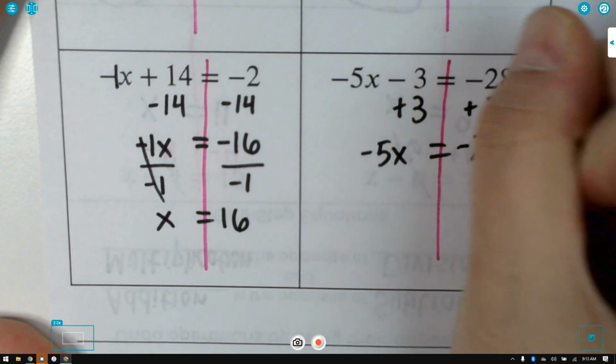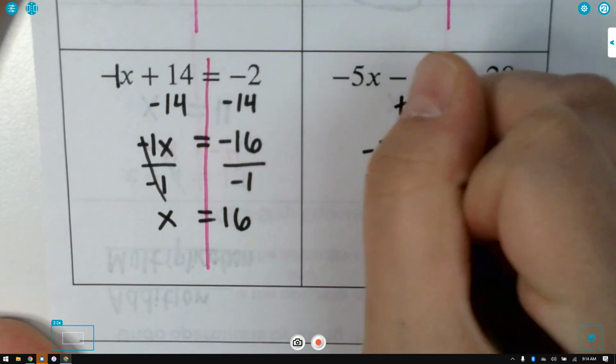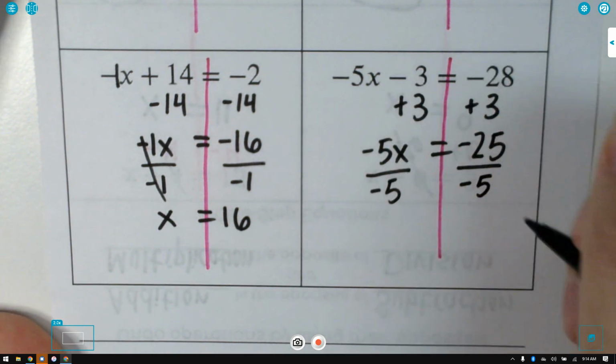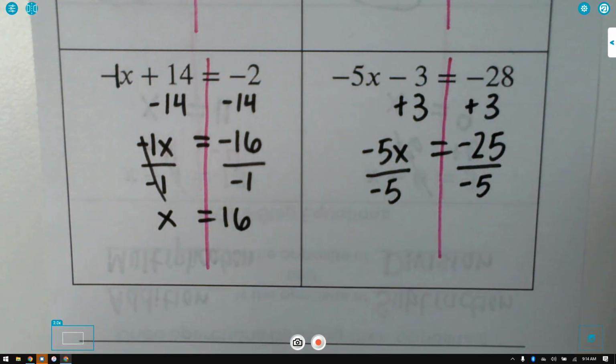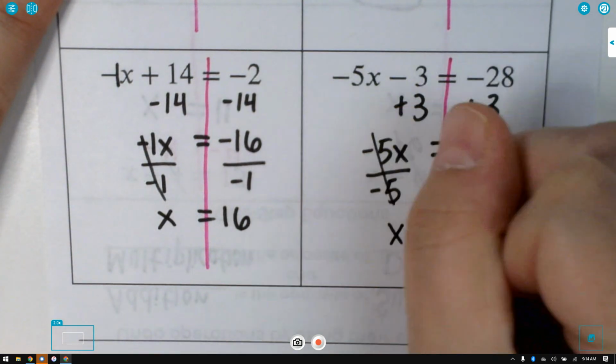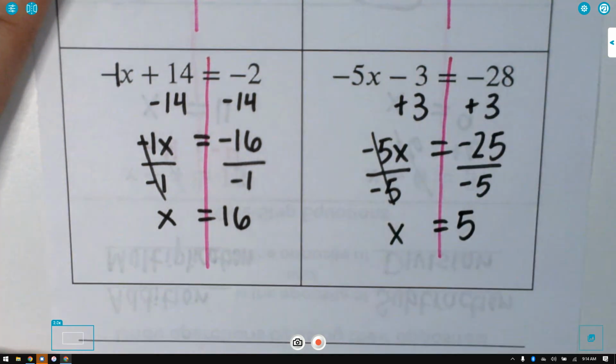Now, how do I get rid of that negative 5? Divide. This is multiplication. Don't try to add there. Just because you see a negative doesn't mean it's minus. If it's negative in front of the number, it's not minus. So divide by negative 5 on both sides. We get x equals negative 25 divided by negative 5 is positive 5.